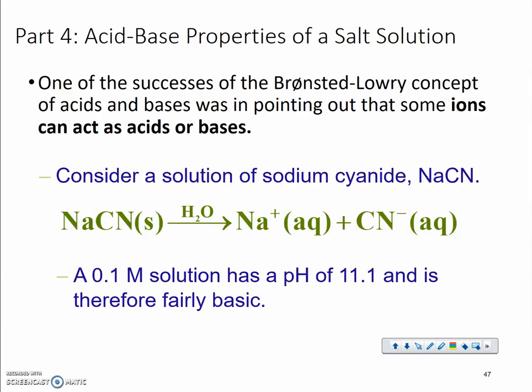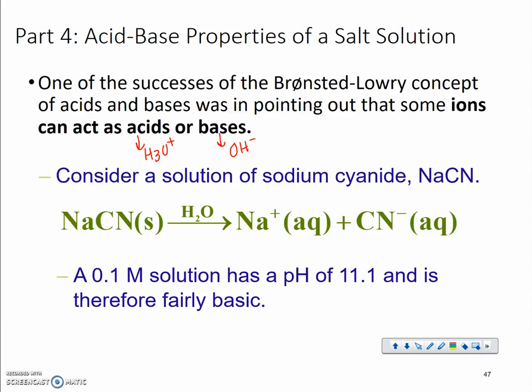Chapter 16, Part 4. One of the things that makes the Bronsted-Lowry concept of acids useful is that other things can also have acidic and basic properties. Specifically, specific ions can do this. An ion can act as an acid if it creates H3O+ in a reaction, or can act as a base if it creates OH- in a reaction.